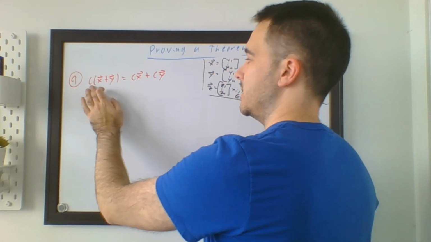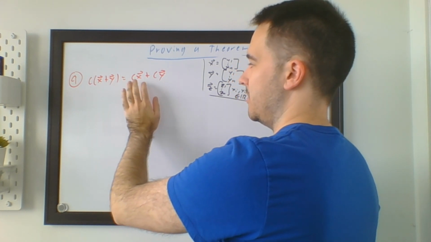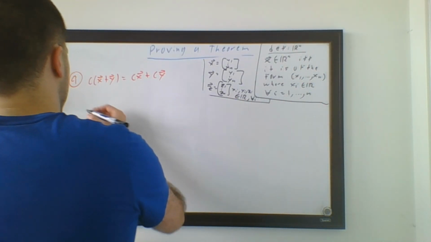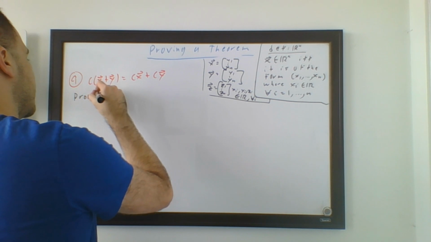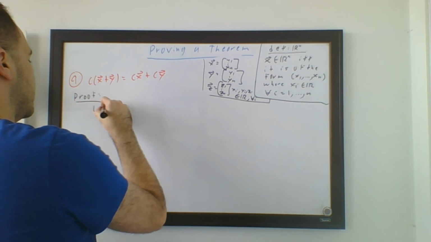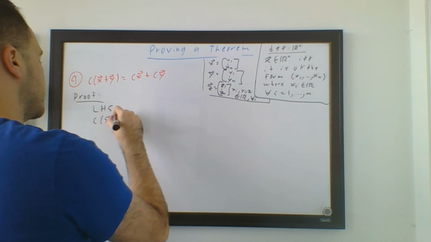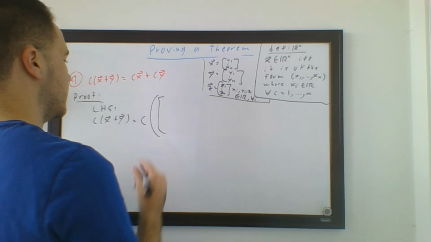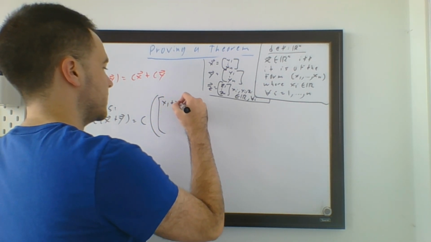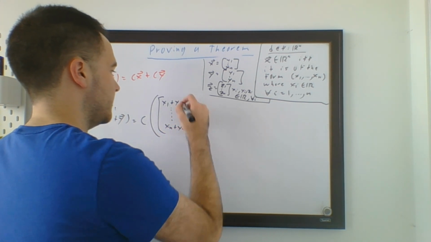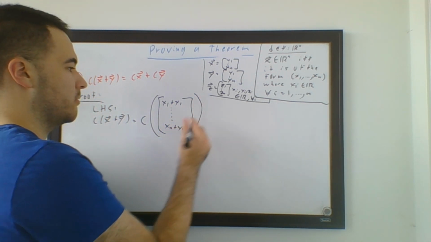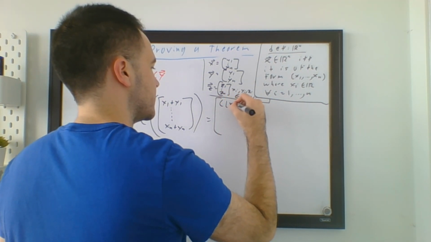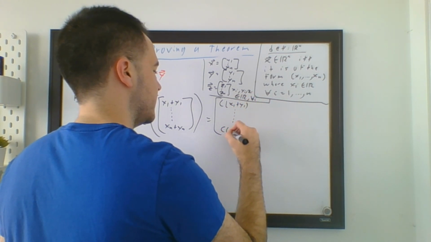So, there's the idea of c times two vectors added together is the same as c times the first vector, and then using vector addition, c times the second one. Okay, so let's prove this again using our left-hand and right-hand side. The left-hand side is going to be c times (x plus y). We can use vector addition inside to get x1 plus y1 through xn plus yn. And then we can use scalar multiplication to say that this is the same as c(x1 plus y1) all the way down to c(xn plus yn).